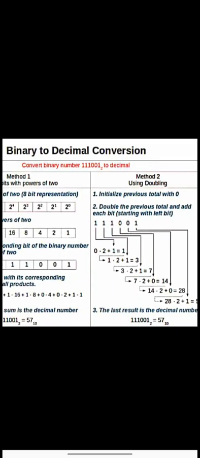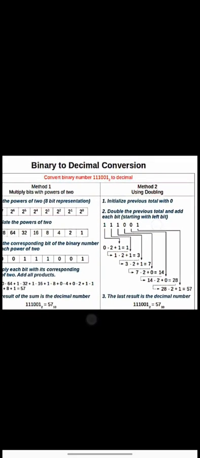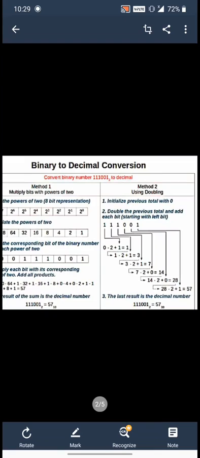Now 3 is the total. Double the total, 3 into 2, 6. 6 plus this 1 is 7. Now 7 is the total. Now again double the total. 7 into 2, 14. 14 plus 0, 14 only. Again double the total. 14 into 2, 28. 28 plus this 0 is 28. Again double the total. 28 into 2, 56, plus this 1, 57. So totals are doubled until all the values of your binary number are complete. So these are two methods to convert a binary number into a decimal number.